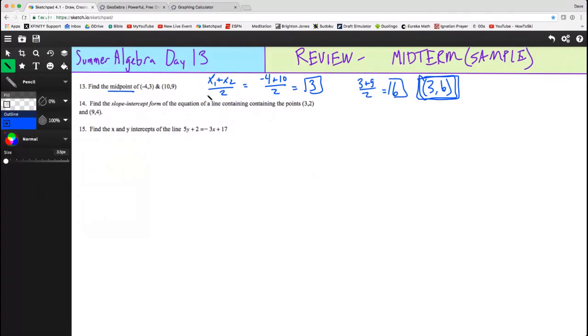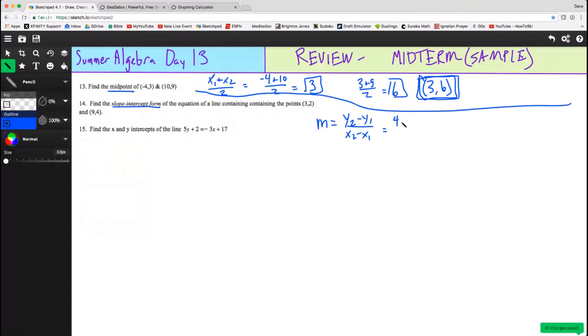Remember how we do this. We have to find our slope first, and we want it in slope-intercept form. There's a couple ways to do it, but let's get our slope first, which is y2 minus y1 over x2 minus x1. And so that's going to be 4 minus 2 over 9 minus 3. That equals 2 over 6, or 1/3. So this is our slope, part of the way there. Now we can use either point.